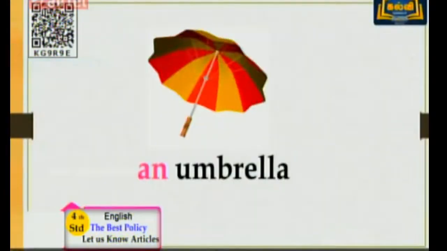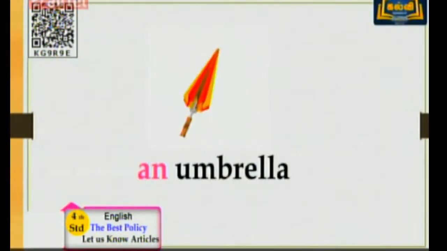Beautiful umbrella. So before this word umbrella, what article should you use? Think over. We should use the article an before the words that begin with the sounds of A, E, I, O and U. Here the word umbrella begins with the sound of umbrella. So an umbrella. An umbrella.